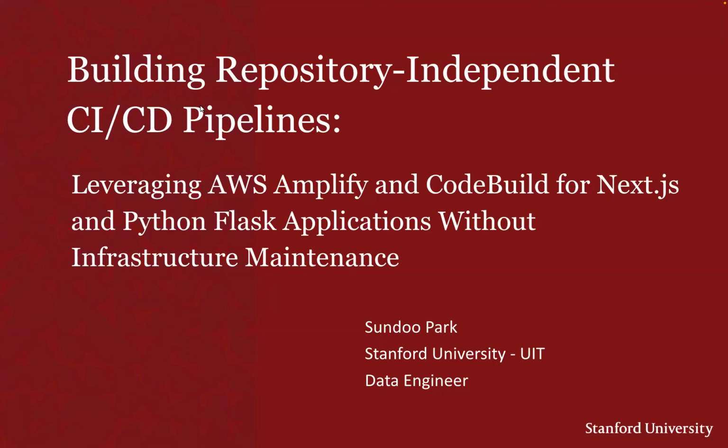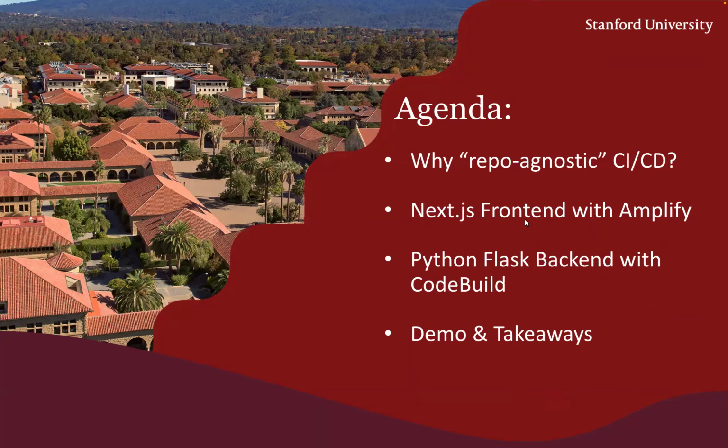So today's agenda is very straightforward. First, why repository agnostic CI/CD? Why is that important, and why is my team implementing it? Next, Next.js frontend with Amplify, why we are choosing Amplify for the Next.js frontend. And third, why we are choosing CodeBuild for the Python Flask backend. And then at the end, the most important thing, the live demo and some takeaways.